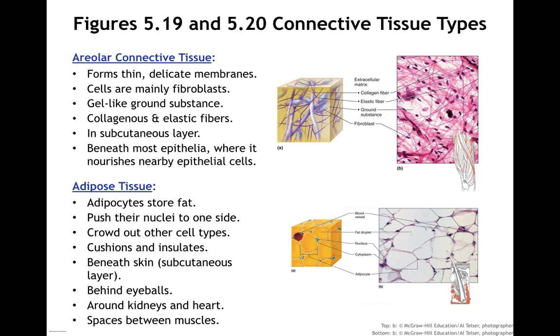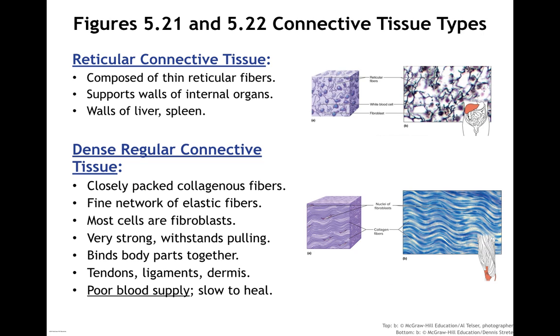It's around kidneys and heart, and it's also in the space between muscles. The reticular connective tissue is composed of thin reticular fibers. It's used as support walls for internal organs, such as the liver and the spleen.